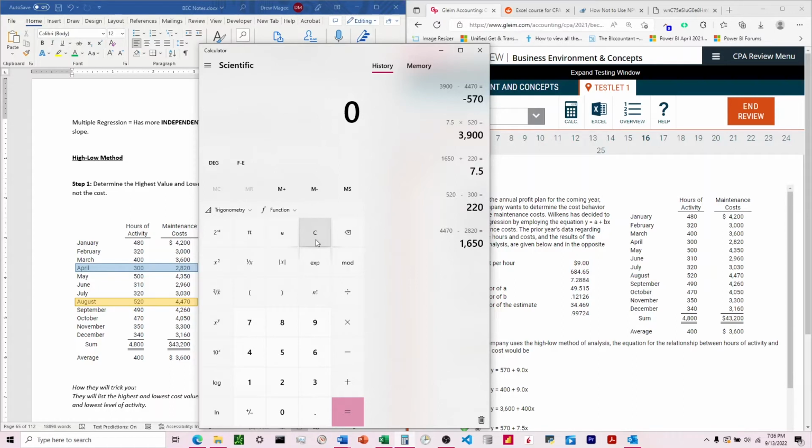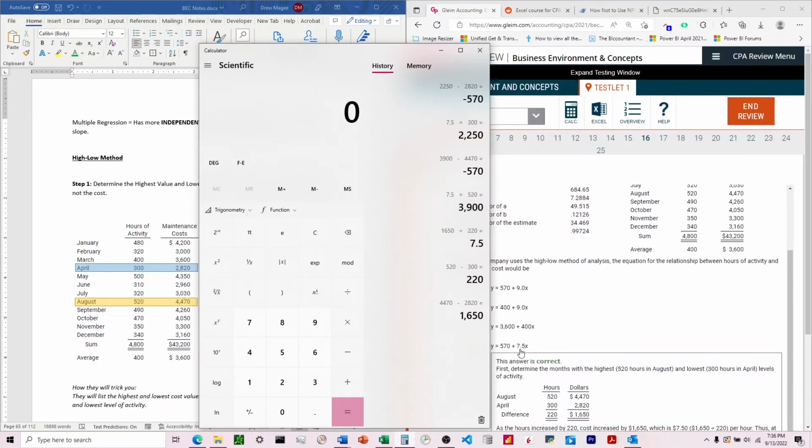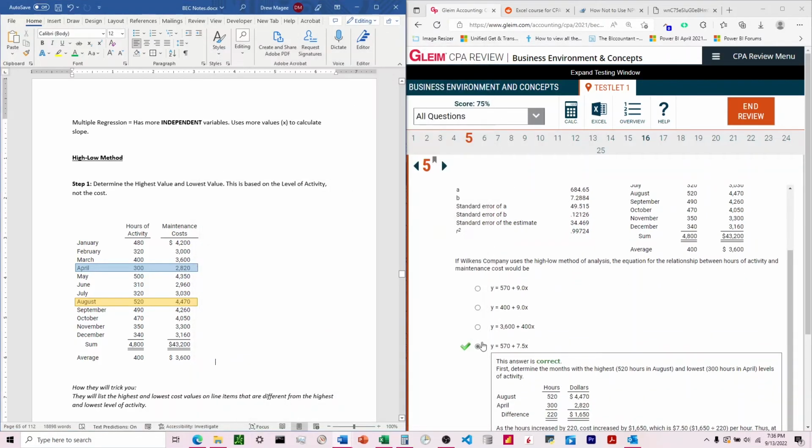If we were to do this the other way with the other one, 7.5 times 300, 2250 minus 2820, that also gives us 570. So now we know that the slope is going to be 7.5 right here, and the y-intercept is going to be 570. So that's that one. Let's see, 22.